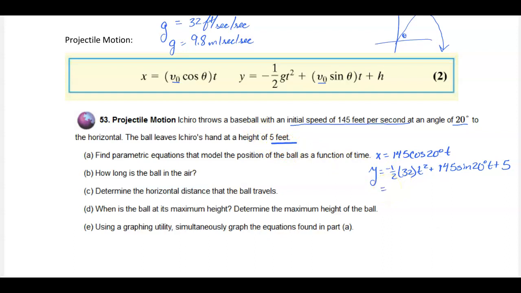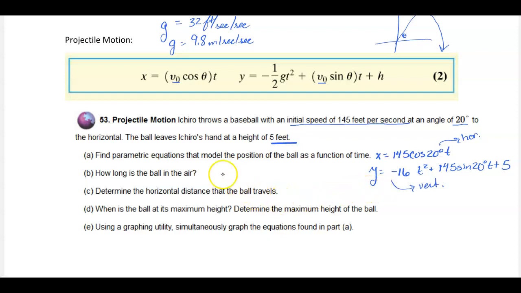So I'm going to simplify that just a little bit. Negative 1/2 times 32 is going to be a negative 16. I'm going to cheat here and type that in. So there's our set of parametric equations. x is going to tell us what's going on horizontally. y is telling us what's happened vertically.